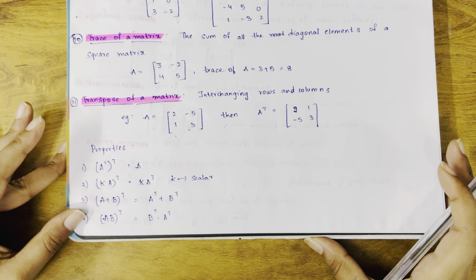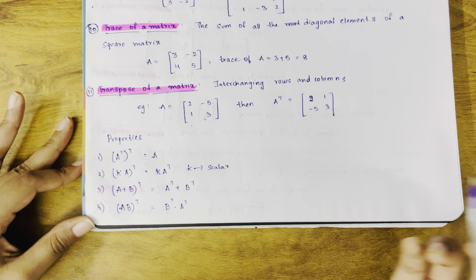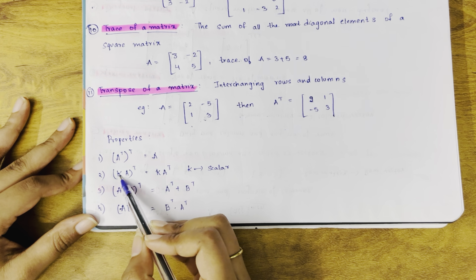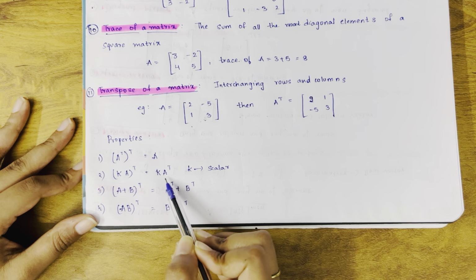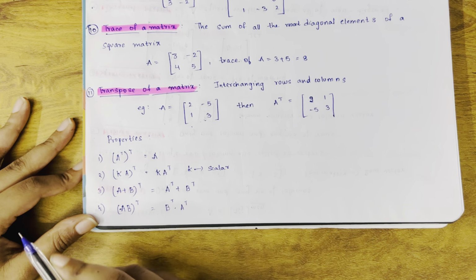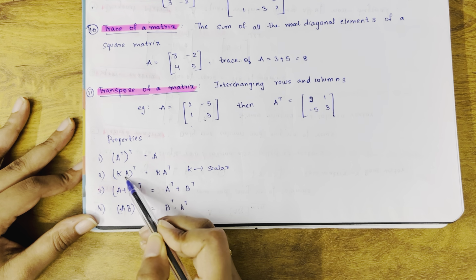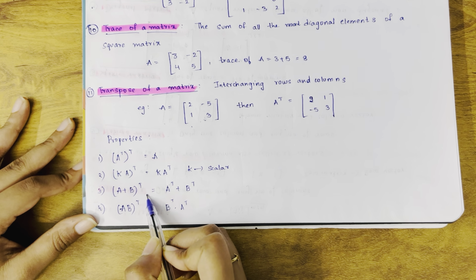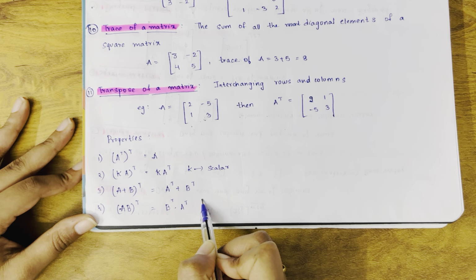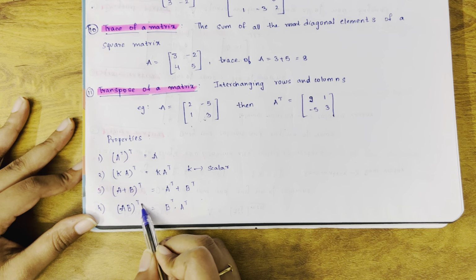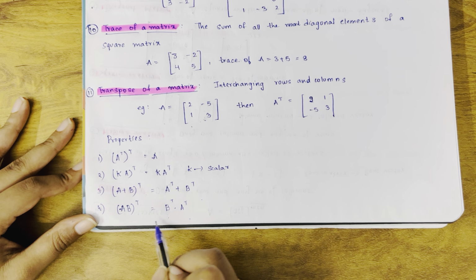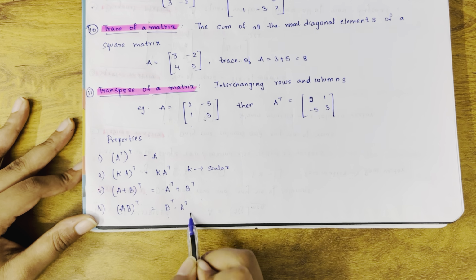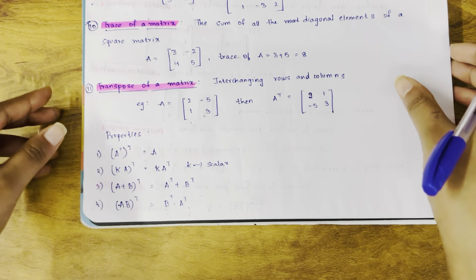Now we are going to look into the properties of it. The properties are: A transpose whole transpose is A. K of A whole transpose is K of A transpose, where K can be any scalar value. So we apply the transpose to the matrix only. Remember that. Now, A plus B whole transpose is A transpose plus B transpose. AB whole transpose is B transpose A transpose. Do not interchange this. Always remember, AB whole transpose is first B transpose, then A transpose.